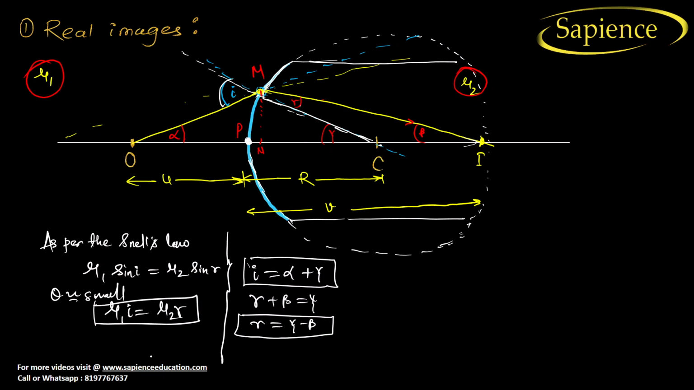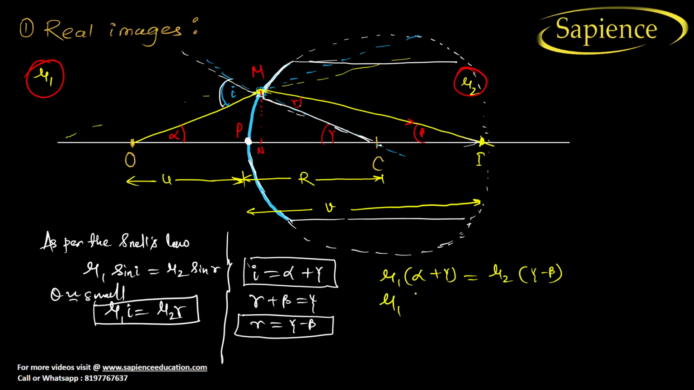Now put the value of i and r in Snell's law. So what will we get? mu1 into alpha plus gamma is equal to mu2 into gamma minus beta, right?